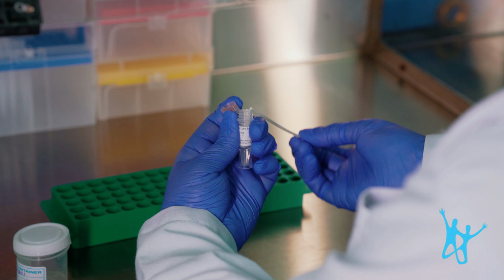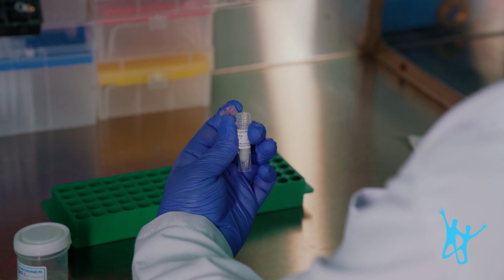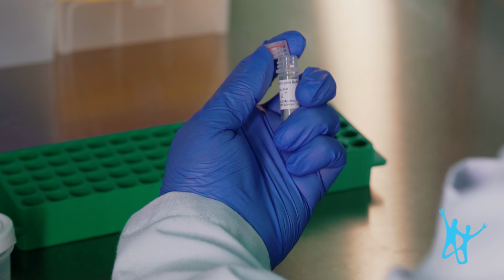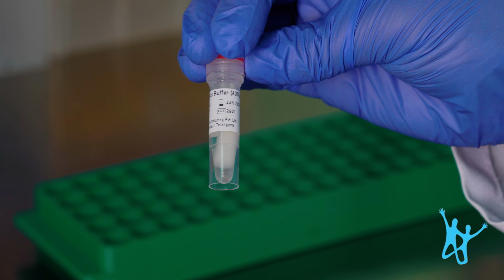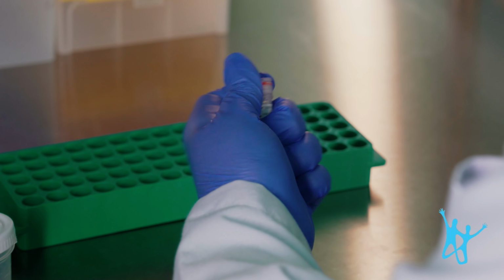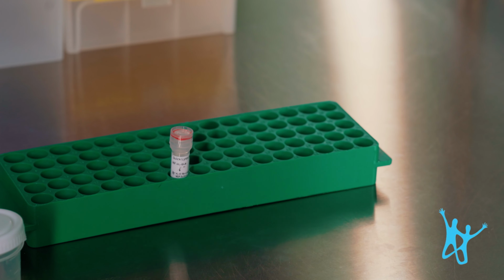Twist the swab head against the bottom and sides of the tube 10 to 12 times to release the sample into the buffer. Press the swab head against the side wall of the vial and break the swab stick at the designated breakpoint. Do not remove the swab from the vial during the heating process. After mixing, ensure the swab head remains inside the vial containing the buffer. Dispose of the broken swab handle safely in a biomedical waste container according to laboratory biosafety guidelines.